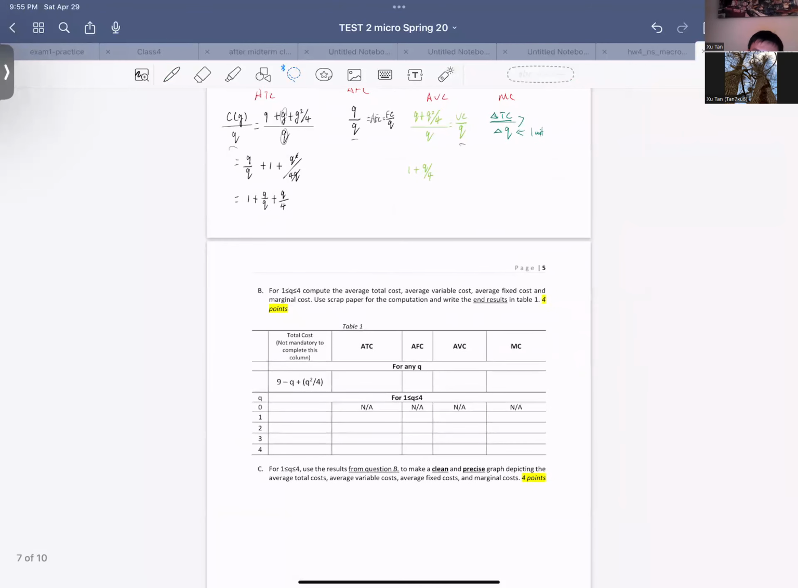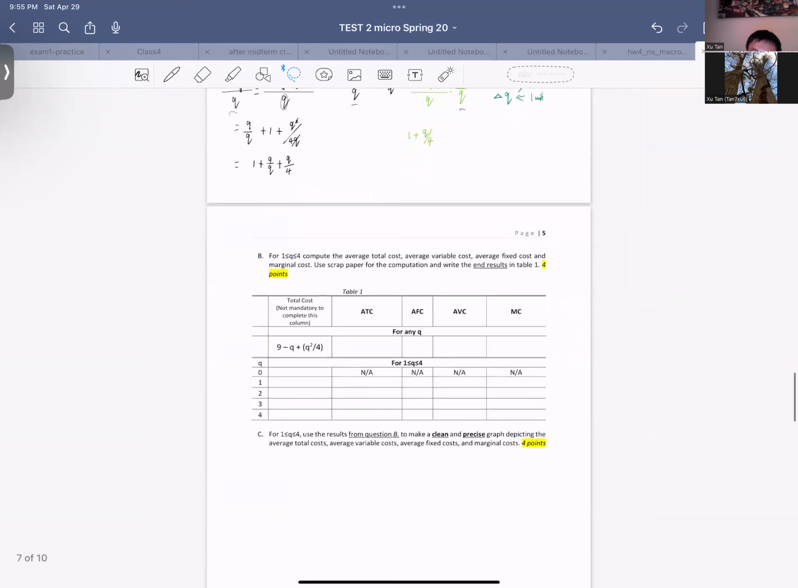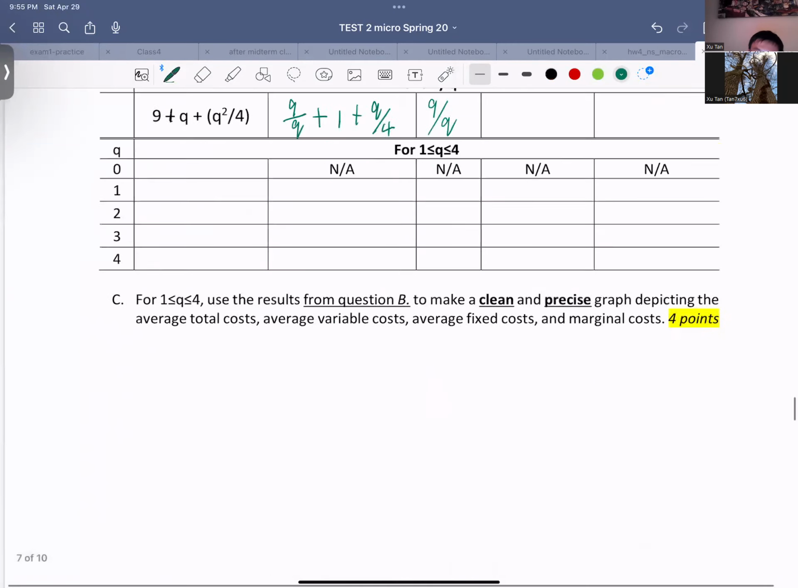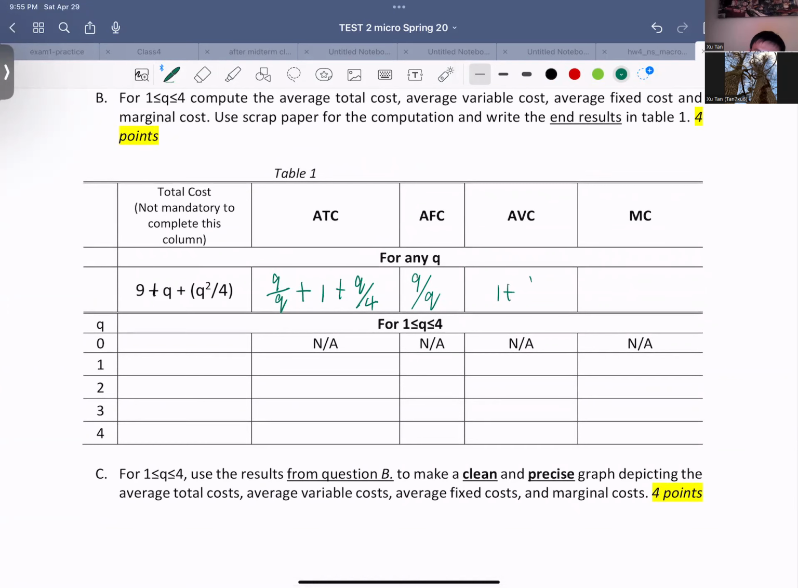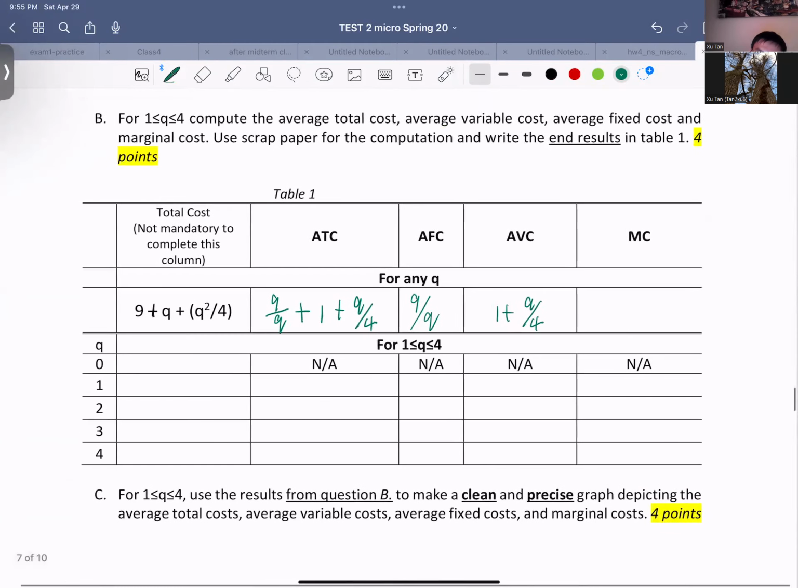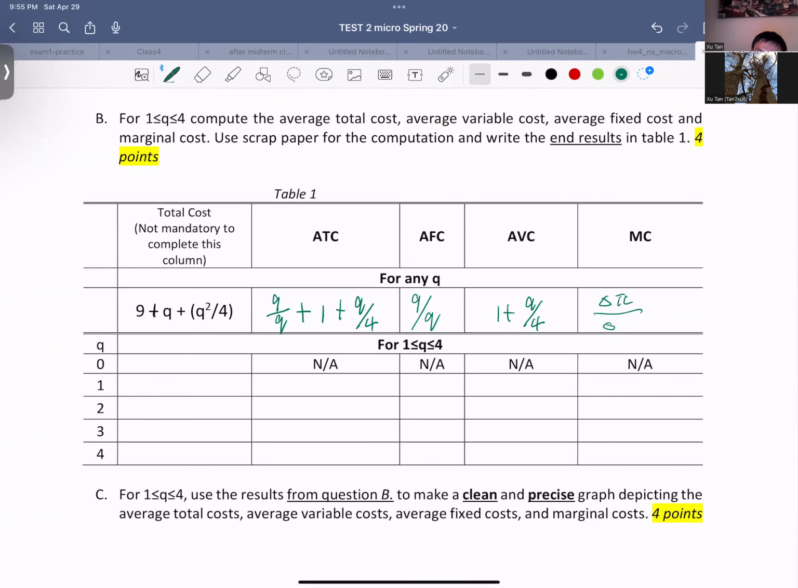And we have all the functions, so we just drag it down. So let me just do it. Average fixed cost is 9 divided by Q. Average total cost is 9 divided by Q plus 1 plus Q divided by 4. Average variable cost is 1 plus Q divided by 4. Marginal cost is change in total cost by change in Q.